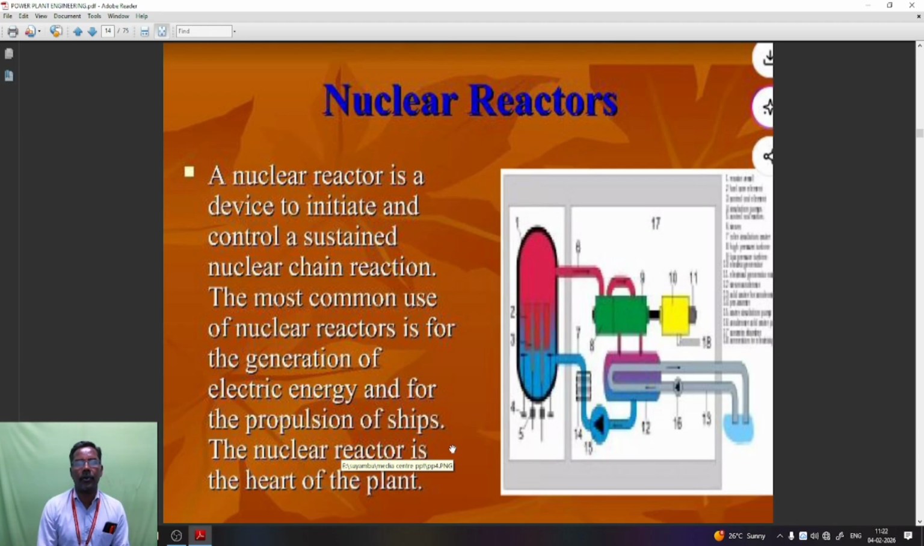This is a nuclear reactor. A nuclear reactor is a device to initiate and control a sustained nuclear chain reaction. The most common use of a nuclear reactor is for the generation of electric energy and for the propulsion of ships. The nuclear reactor is the heart of the plant.